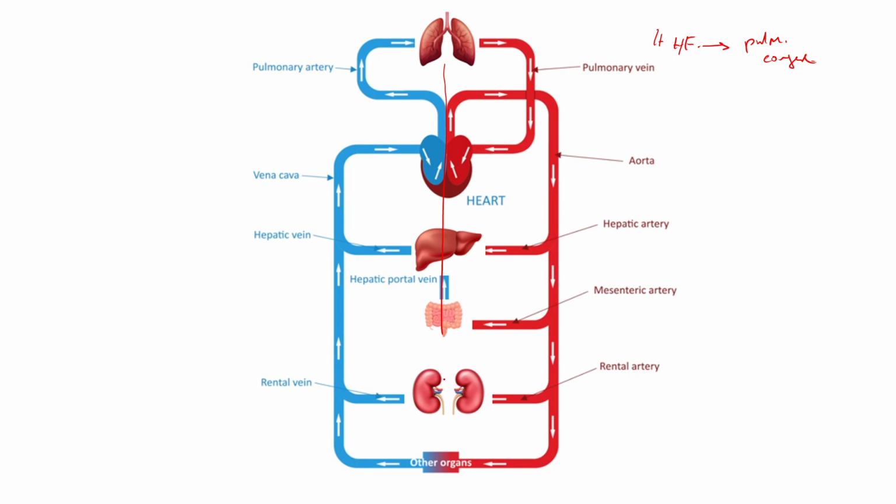While in right heart failure, when the right heart fails to pump the blood back to the lung, the pressure will increase here and it will be reflected back to the liver, to the GI tract, to the lower limbs, and it will result in signs and symptoms of right failure with lower limb edema and ascites.